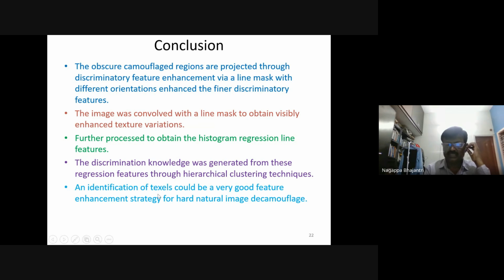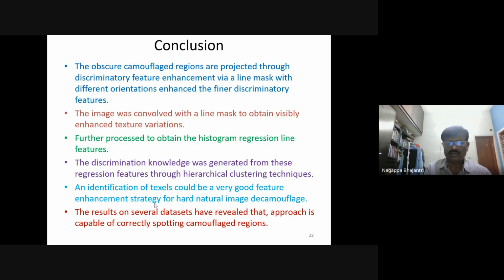Identification of the texels could be a very good feature, able to capture geometrical orientations and shape orientations, which helps us to enhance them. We can even extend this to natural images also.